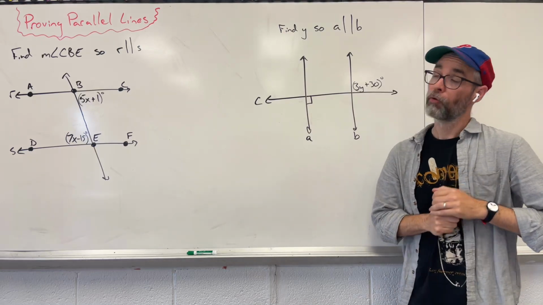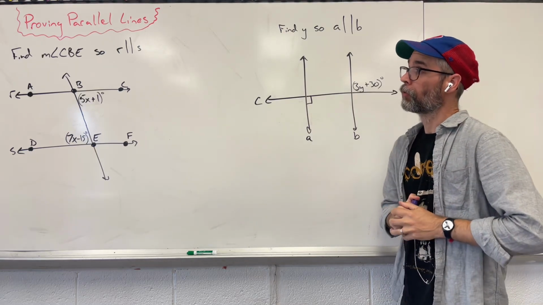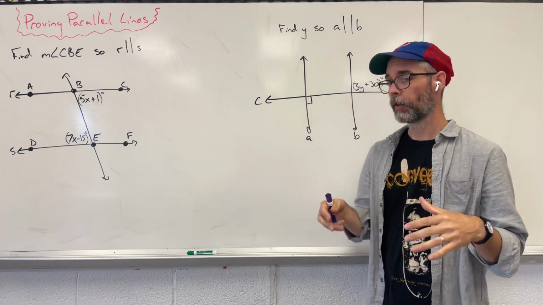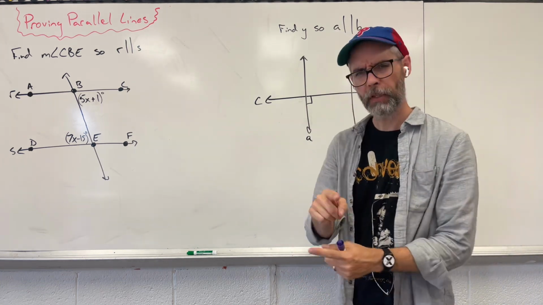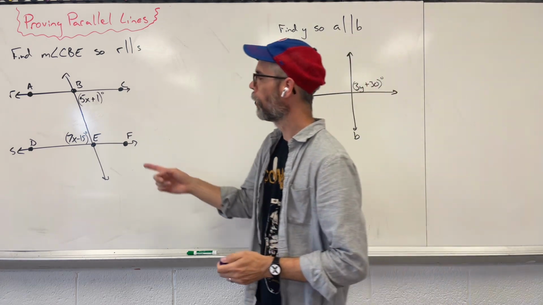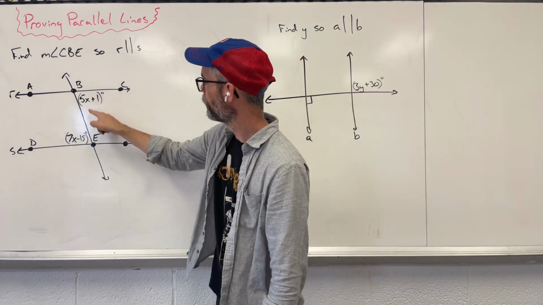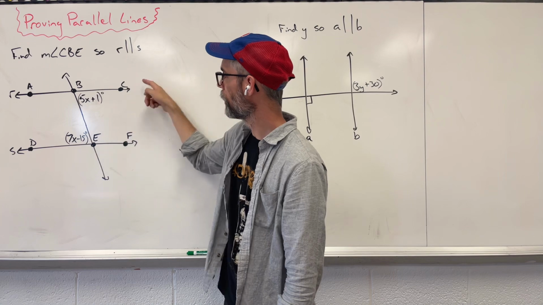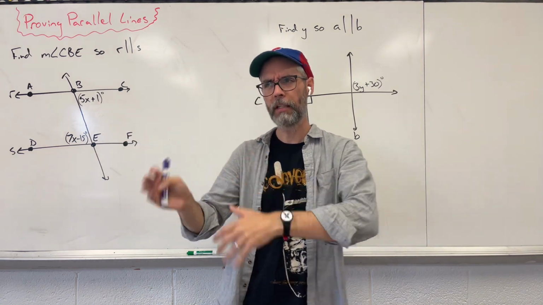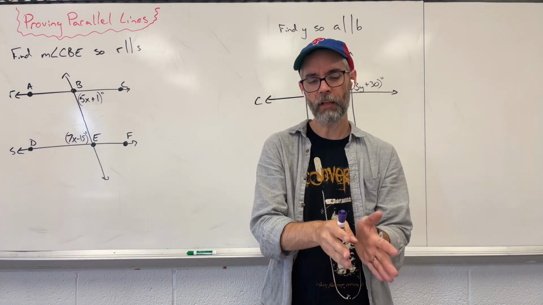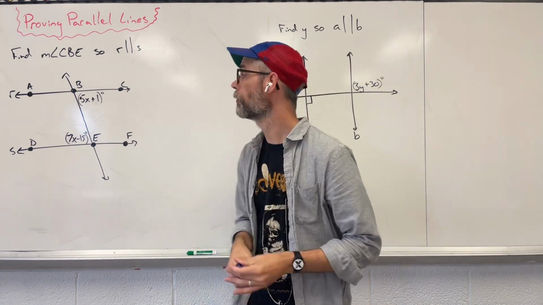Today we're going to take a look at proving parallel lines. So when we first learn about parallel lines, we learn that parallel lines create certain kinds of angles within the image. So we're going to be kind of working backwards. I want to figure out what the measure of CBE is to make sure that R and S are parallel. So instead of saying parallel lines give us these angles, we say we have these angles. Now we have parallel lines.